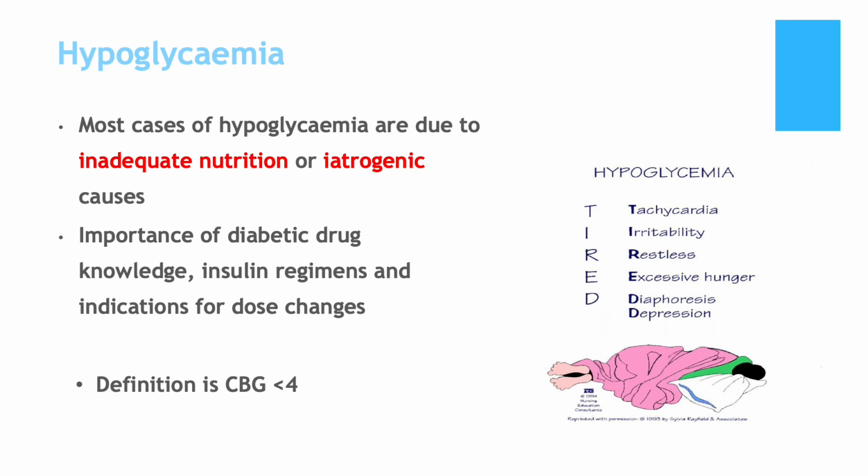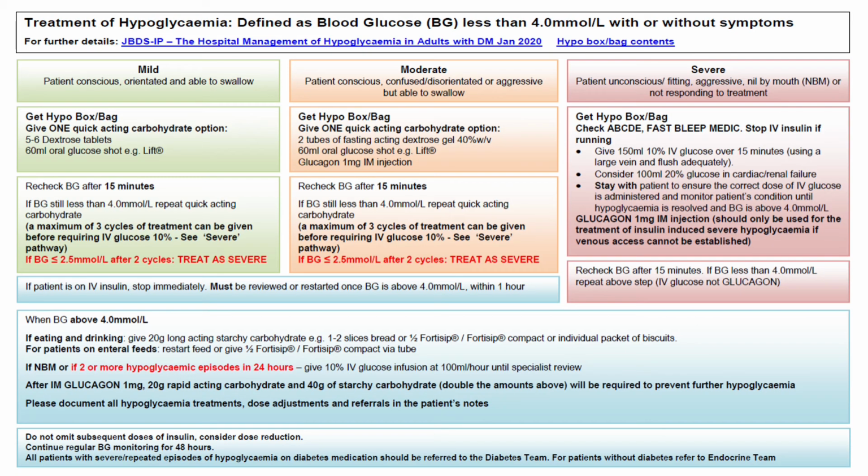In terms of the symptoms and signs, we can see a tachycardia. The patient's often irritable and restless. Typically, they're very hungry if they're conscious, and we might see diaphoresis or depression. Here's an example of a trust guideline on treating hypoglycemia. Again, it's really important to be aware of your trust guidelines.